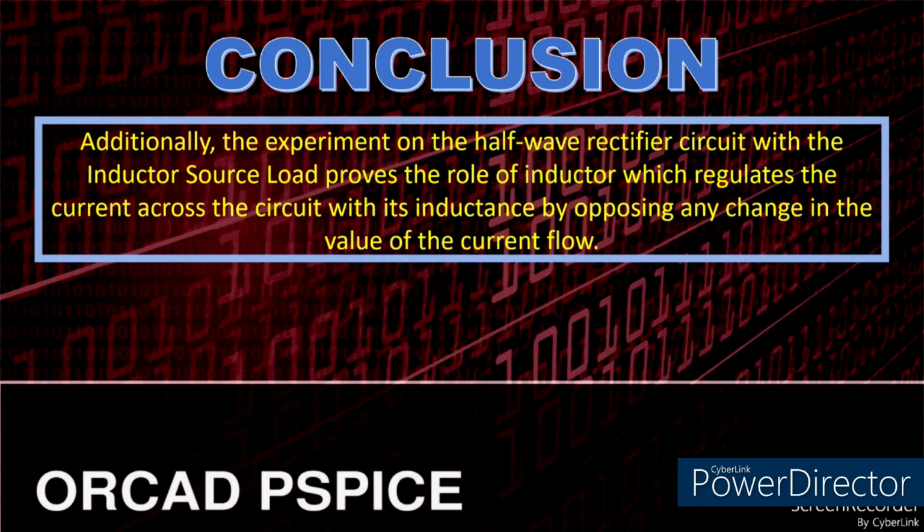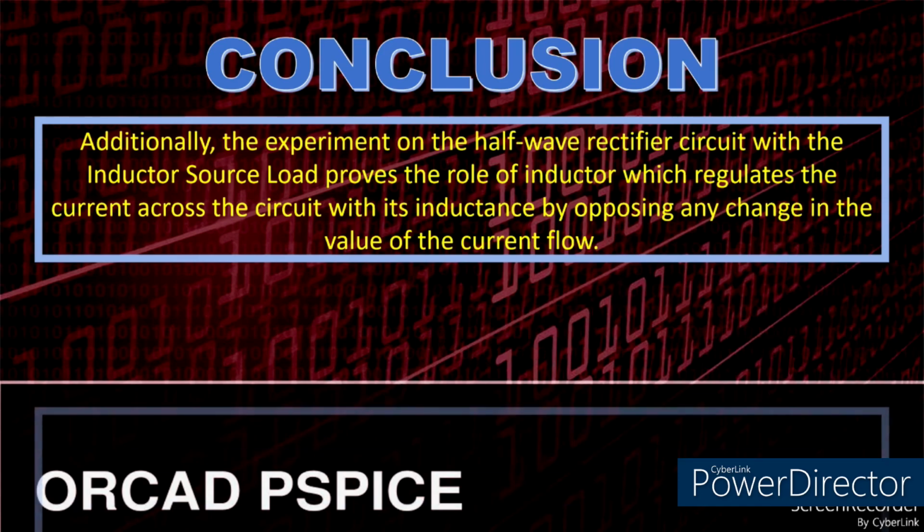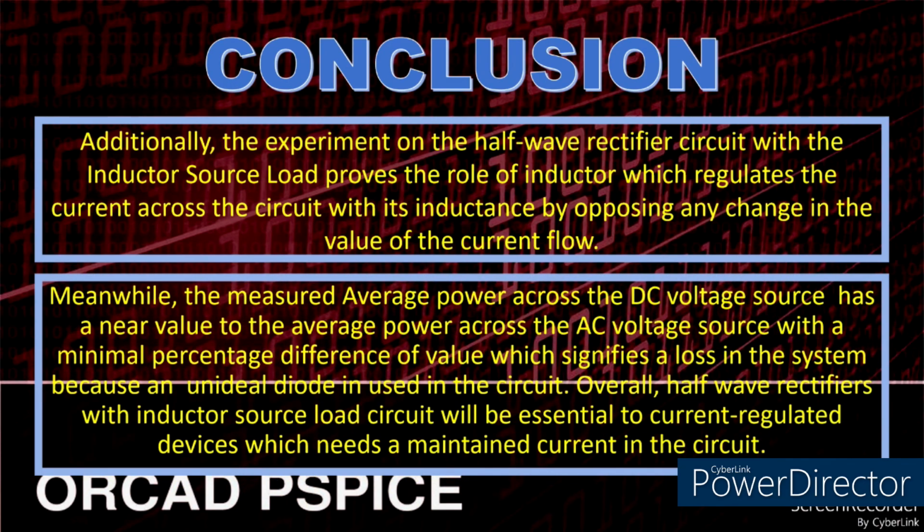Additionally, the experiment on the half-wave rectifier circuit with the inductor source load proves the role of the inductor, which regulates the current across the circuit with its inductance by opposing any change in the value of the current flow. Meanwhile, the measured average power across a DC voltage source has a near value to the average power across the AC voltage source with a minimal percentage difference in value, which signifies a loss in the system because a non-ideal diode is used in the circuit. Overall, half-wave rectifiers with inductor source load circuits will be essential to current regulated devices which need a maintained current across the circuit. So that's our experiment number 4.